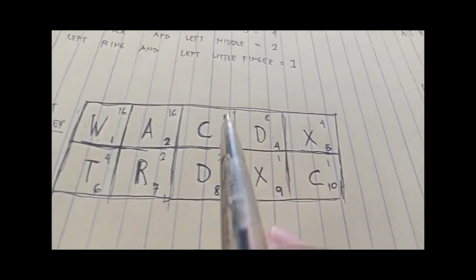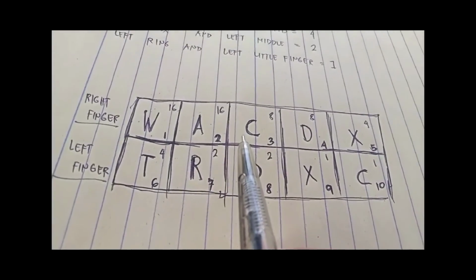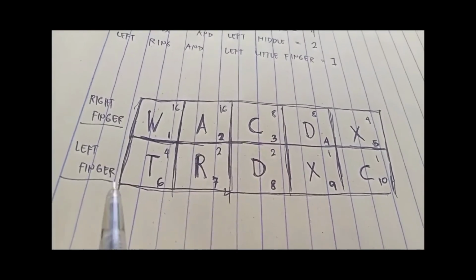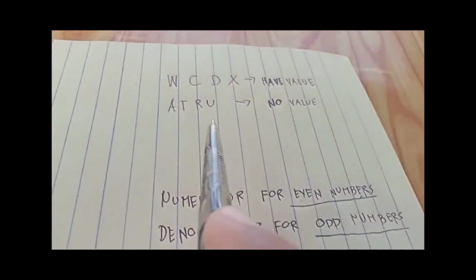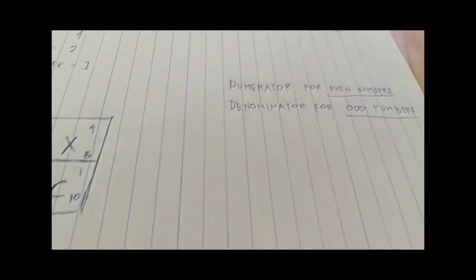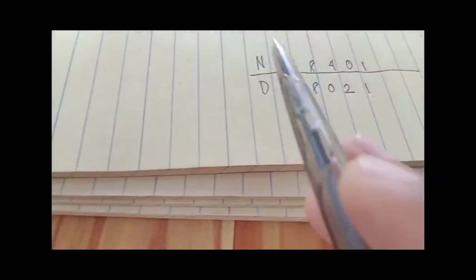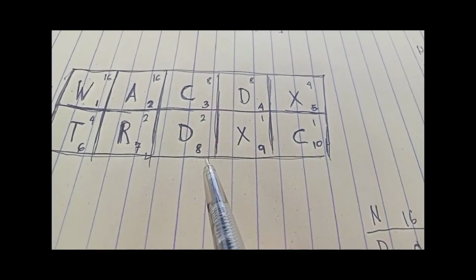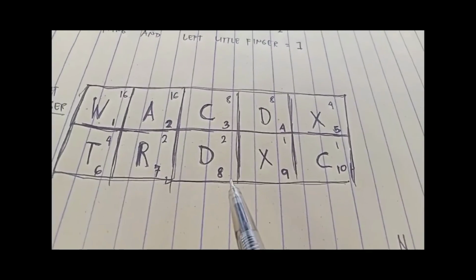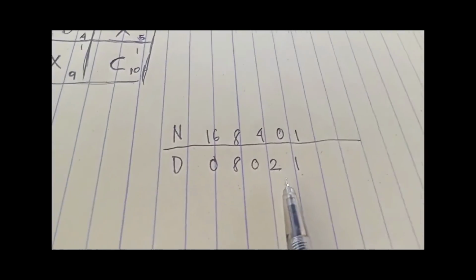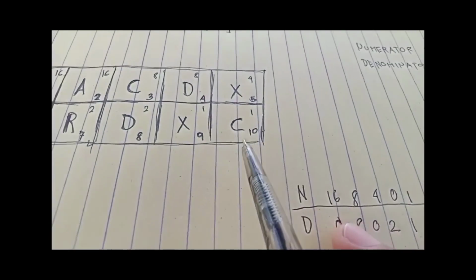Next is the tented arc, which has no value, so I put 0 here. Next is the double loop. We know that double loop has value, so we will put its value 2 here. And lastly, for the central pocket loop. Central pocket loop has value, so we will put 1 here.